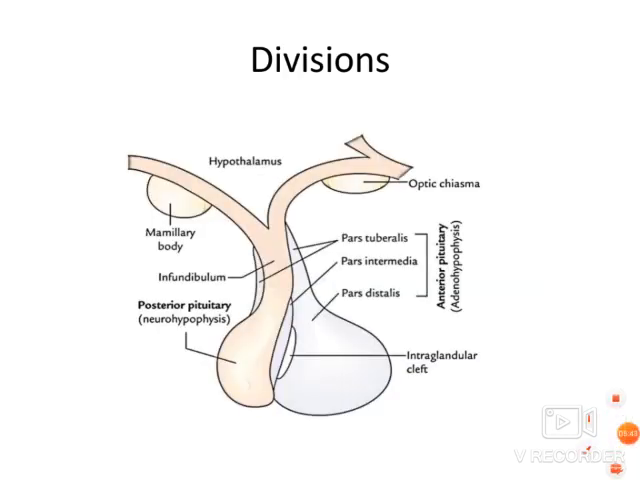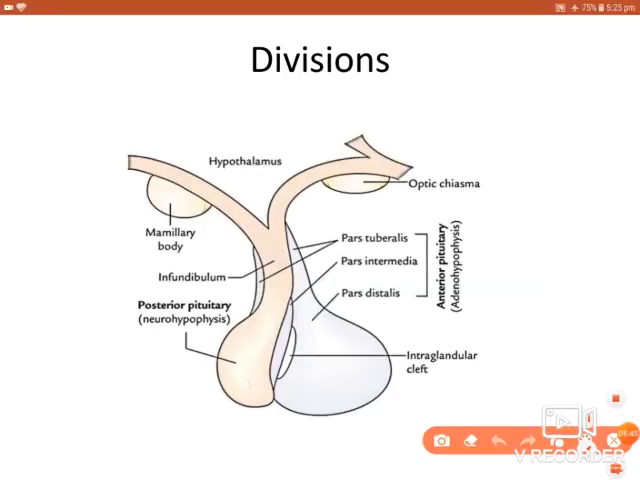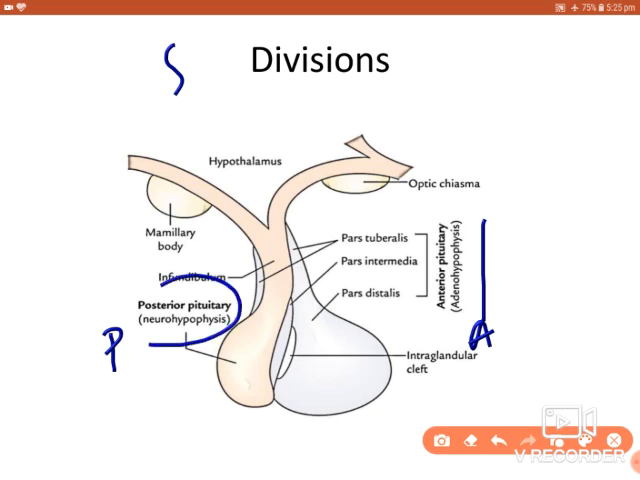Then these parts, these divisions: this is the anterior aspect, this is posterior, superiorly here. The anterior part is called the adenohypophysis. This is a glandular part. It consists of clusters of cells. Then the posterior part is the neurohypophysis, which consists of neurological tissue.